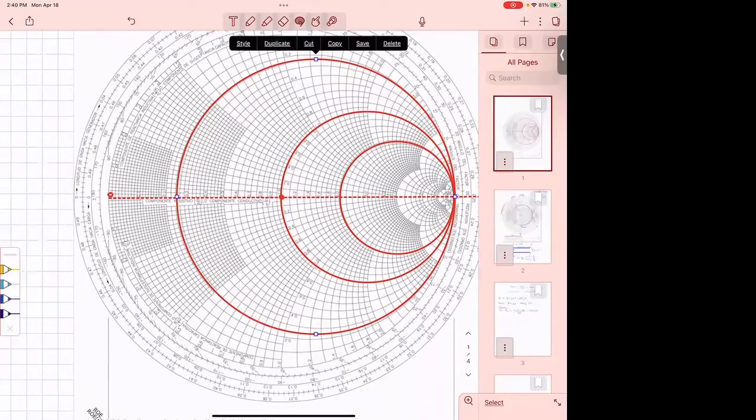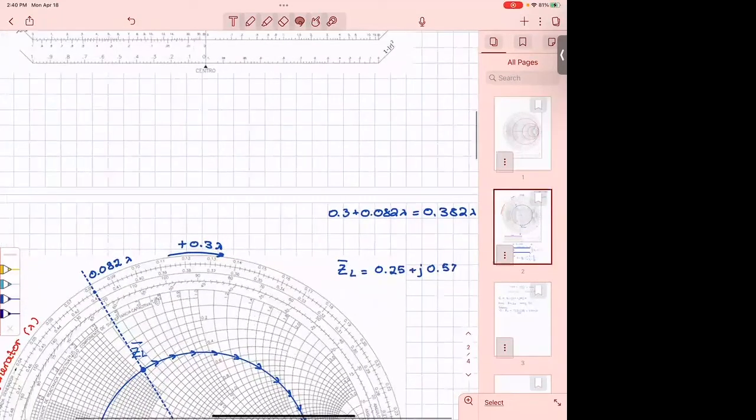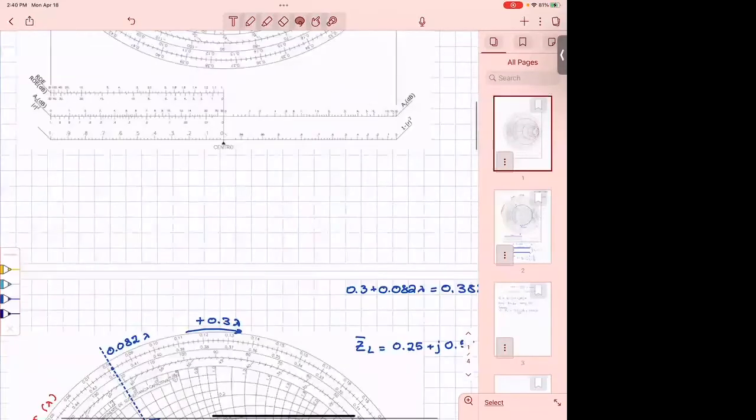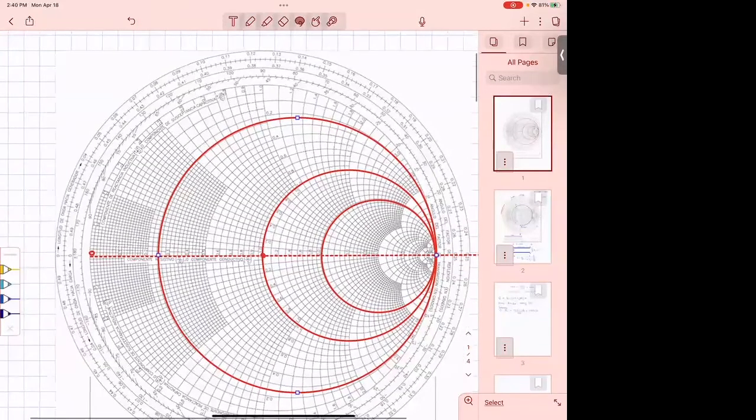All right, so now what happens? All of these points of this circle have a normalized real part, which is 0.25. But now, from all of these points that have the same normalized real part, I want to find the one who also has 0.57 as normalized reactive part. All right. How are you going to do that?